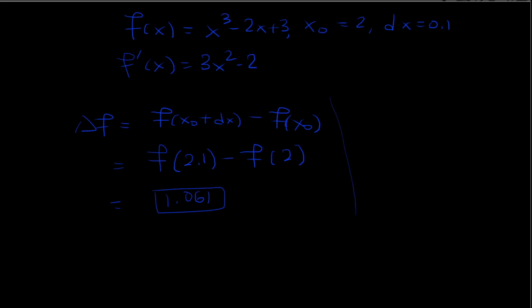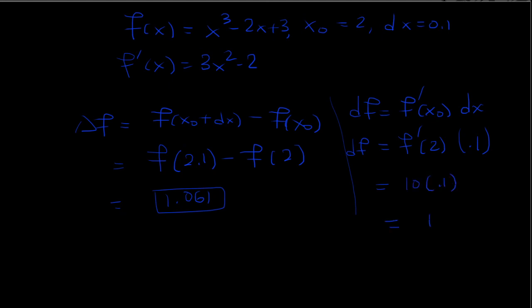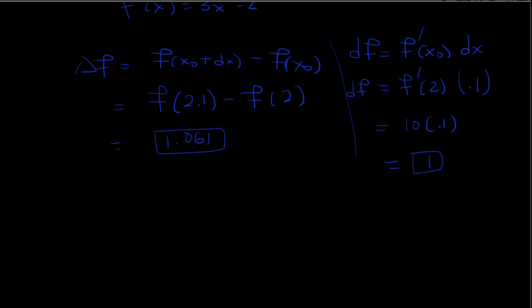Next, we'll be looking at the value of the estimate. So df would be f prime of x naught times dx. So x naught here is 2, so I'm looking at the derivative at x equals 2, and then times 0.1. So if I plug it in, 2 squared is 4, times 3 is 12, minus 2 is 10. So it'll be 10 times 0.1, and that's just 1. So here df, the value of the estimate, is 1.